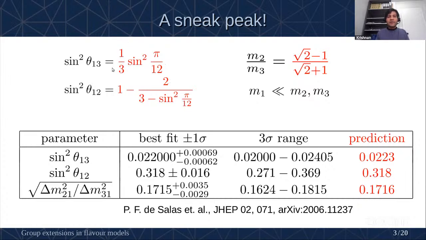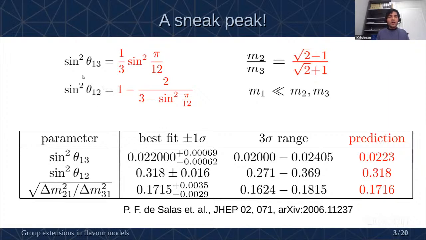And this red number, 1/3 sine squared pi by 12, the numerical value is here, 0.0223. You can see this is a nice agreement with this. Right? So it's a success here.